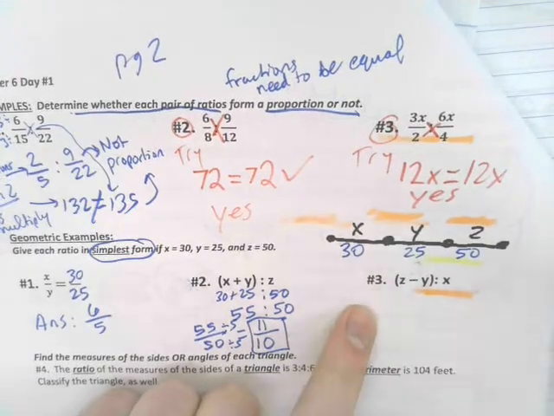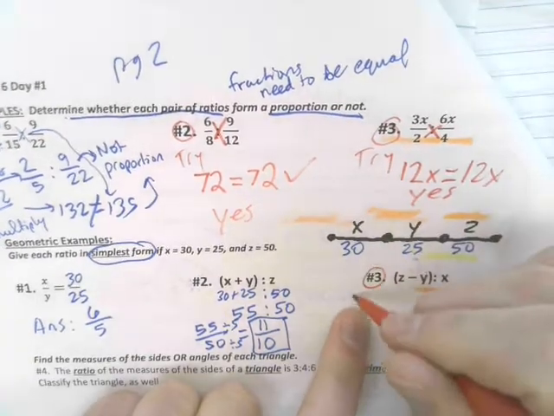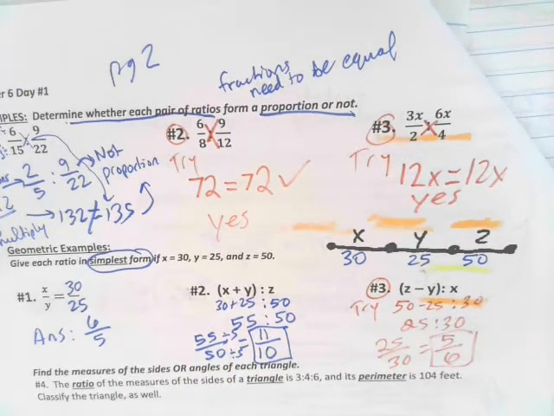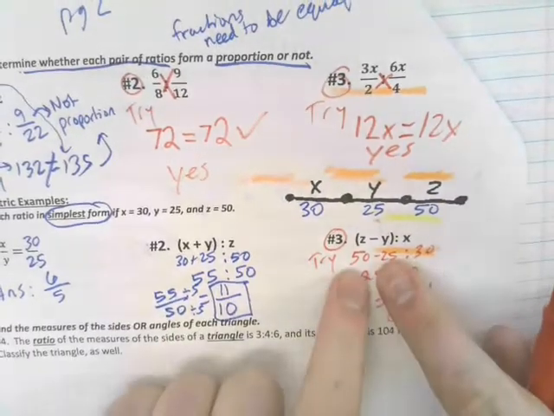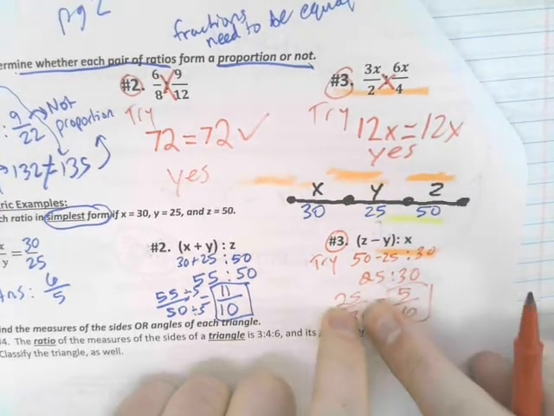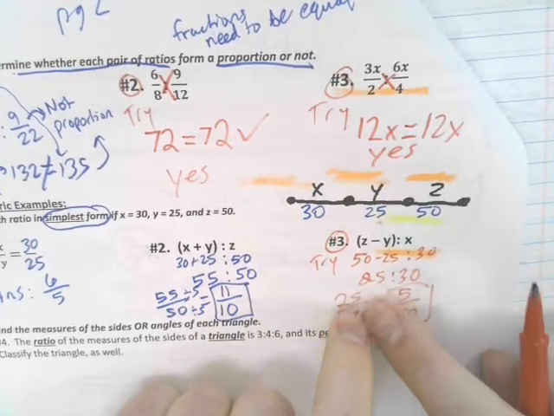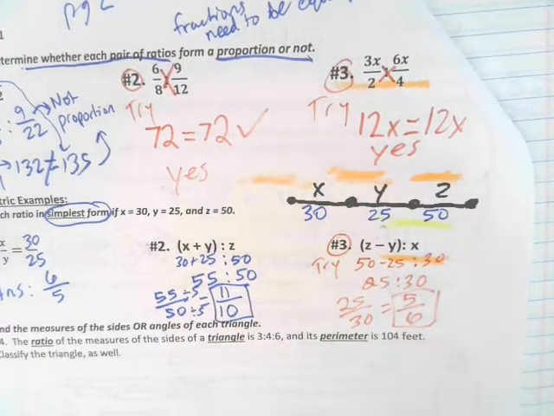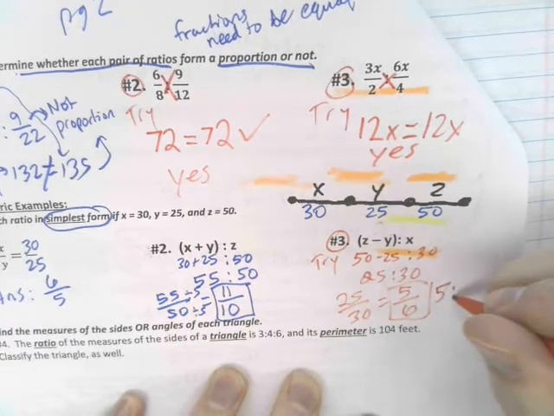So I'm going to let you guys try number 3 for me. See what you can do on number 3. All right, and on number 3, 50 minus 25 gives you 25 as compared to 30, which we know reduces down to, divide them both by 5, 5 over 6, or 5 to 6, if you want to write it like that.